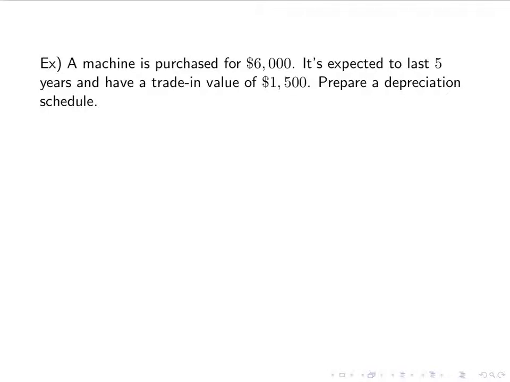So for the first example, a machine is purchased for $6,000. It's expected to last 5 years and have a trade-in value of $1,500. Prepare a depreciation schedule. So in order to do that, we first find the annual depreciation. So it's going to be $6,000, the purchase or the original cost value, minus the $1,500 for the trade-in, divided by 5, the number of useful years. If we do that correctly, we should have $900.